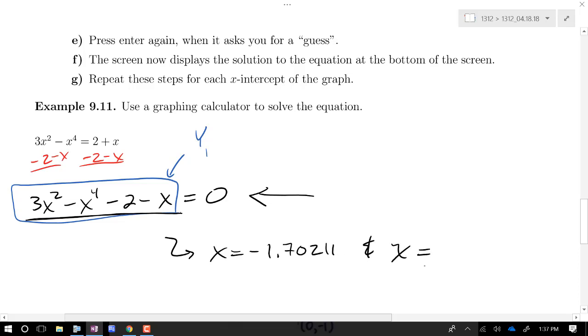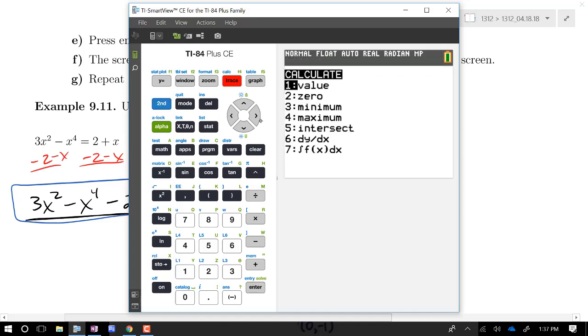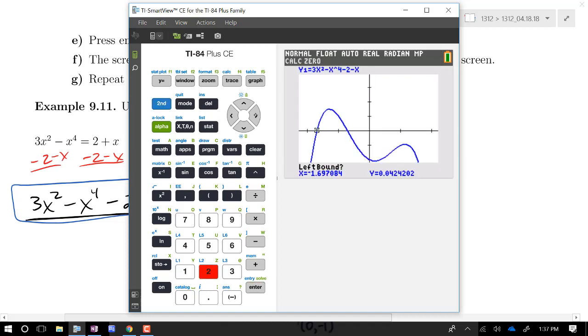And now there's one more. So if we go back to the graph, we just go through the process again, do second calc, tell it we're looking to find a 0, and now we just have to make sure we draw the left bound and right bound on the other side, around the other 0. So somewhere to the left, somewhere to the right. There we go. We get a guess. And I get negative 0.7183.